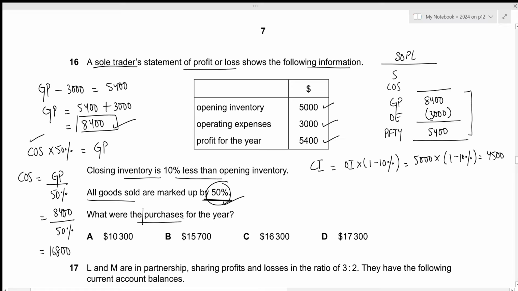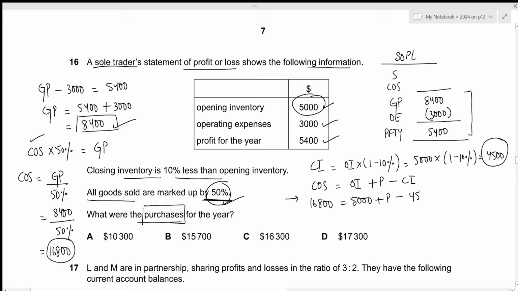Now we need to calculate the purchases. We can simply use the formula for cost of sales. Cost of sales is just opening inventory plus purchases minus closing inventory. In this case, we calculated the cost of sales to be 16,800. We have been given the value of opening inventory to be 5,000. We're trying to calculate the purchase, and we have calculated the closing inventory to be 4,500. So the purchase in this case is just going to be 16,800 minus 5,000 plus 4,500. This results in the value of 16,300. So the answer we're looking for is 16,300, which is given by option C.